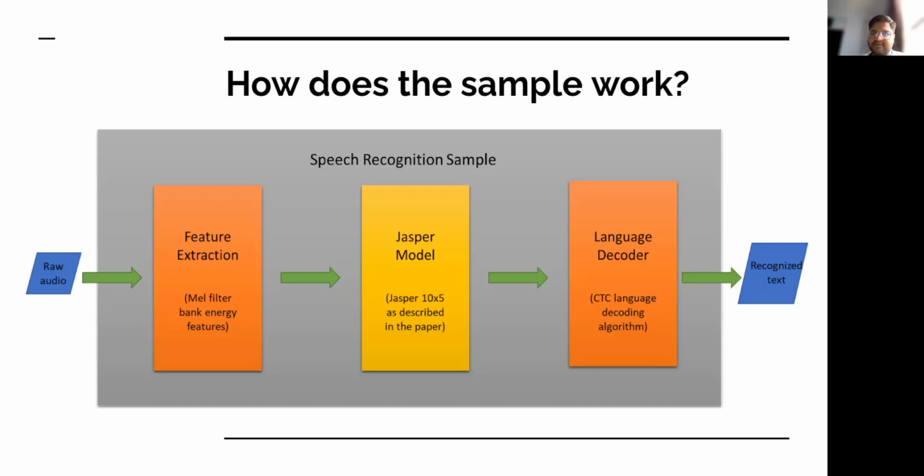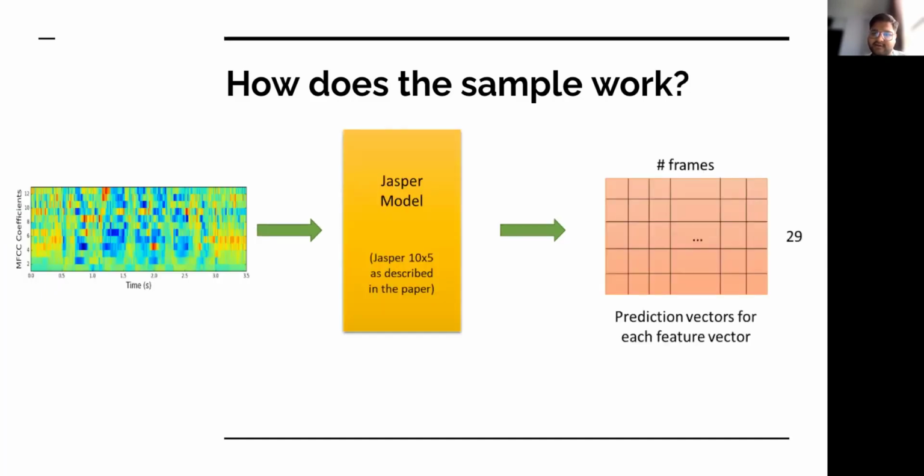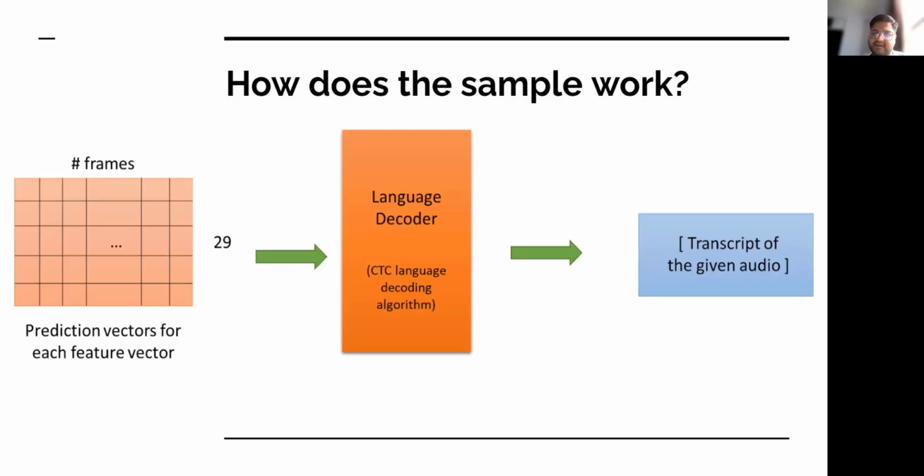That is the transcript of the audio that we pass on. So this is how it happens. The raw audio is passed, and we get this feature vector with 64 channels. That is passed into the Jasper model, which outputs a prediction vector. Then that is passed into the language decoding algorithm, which gives us the transcript of the given audio.